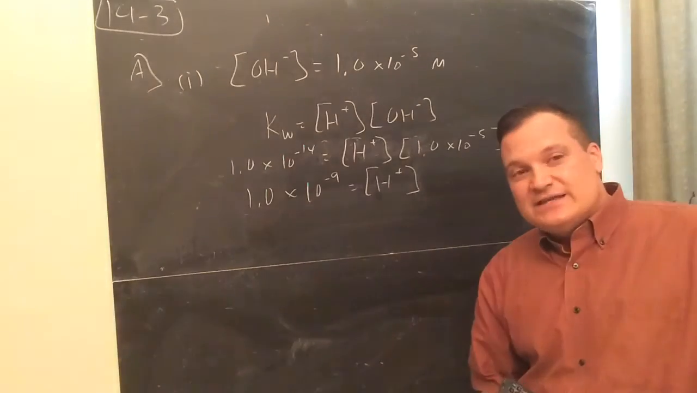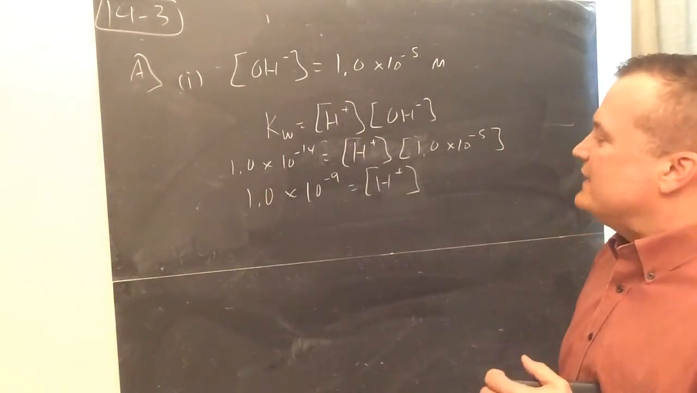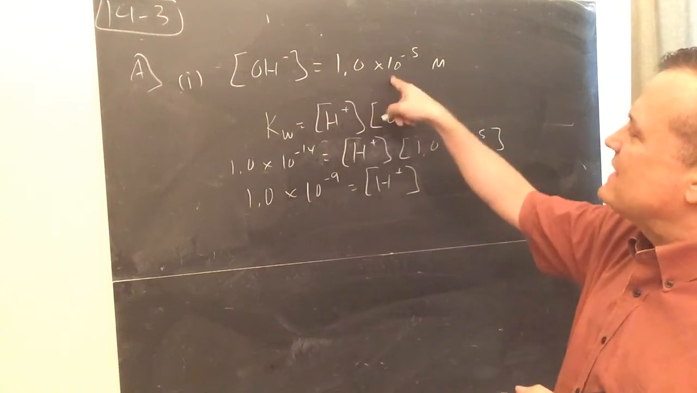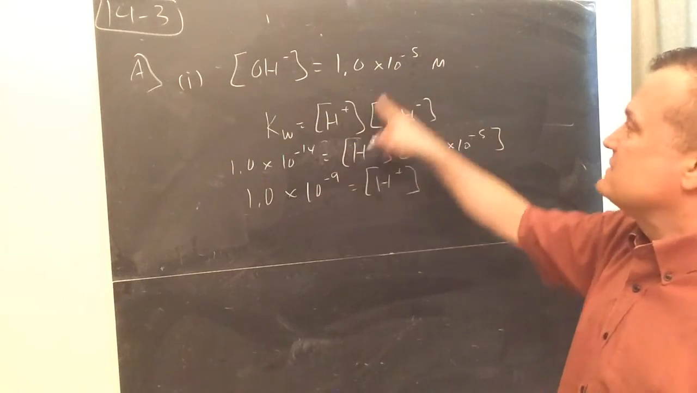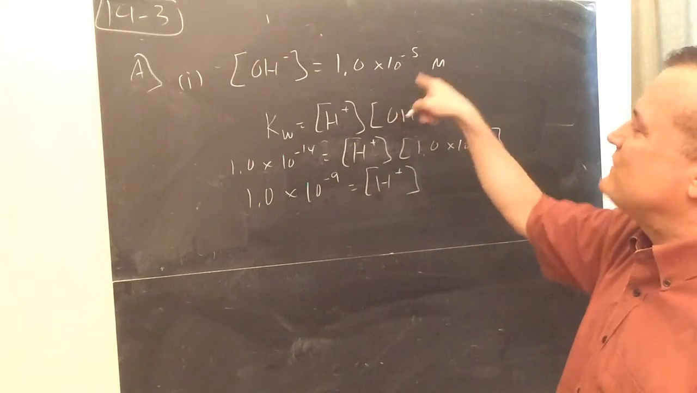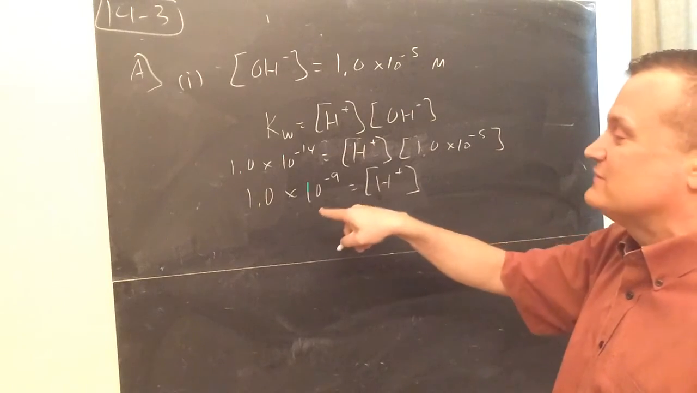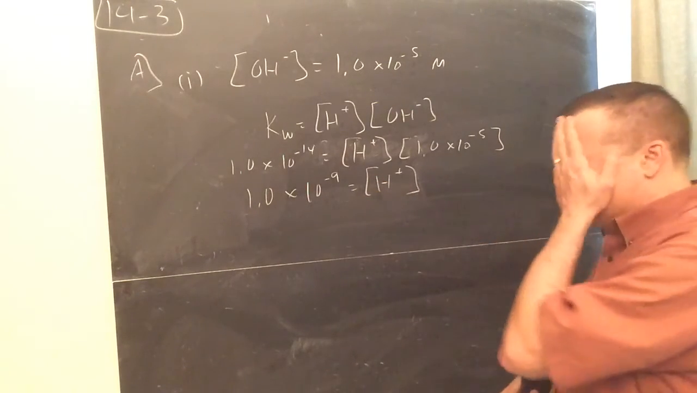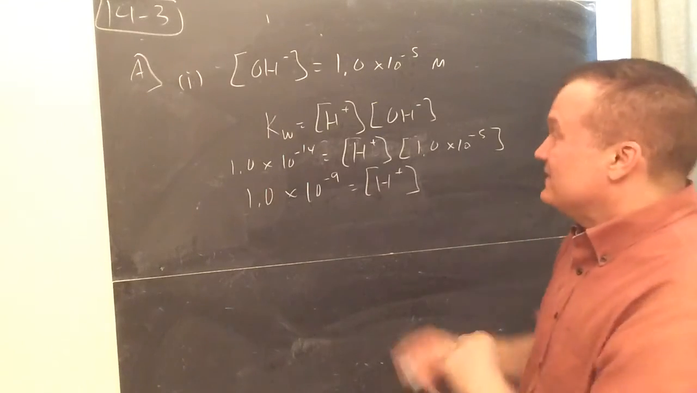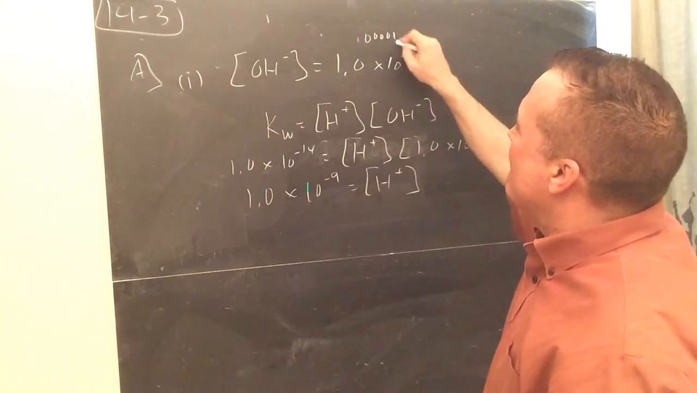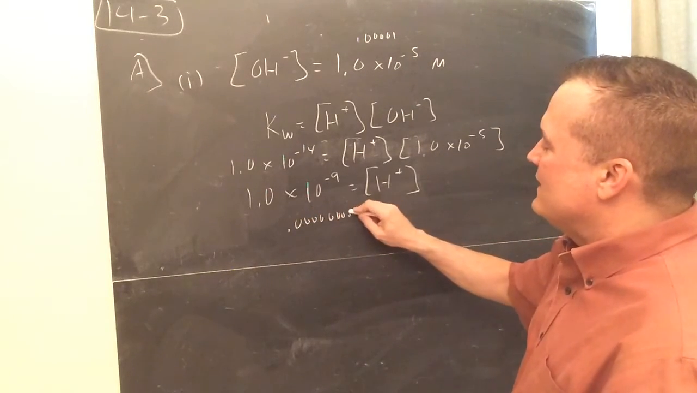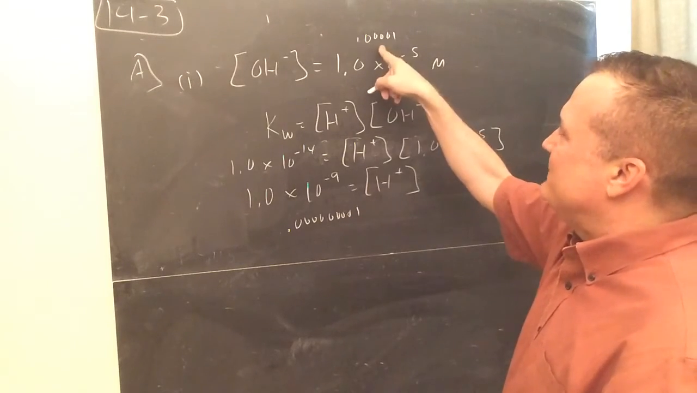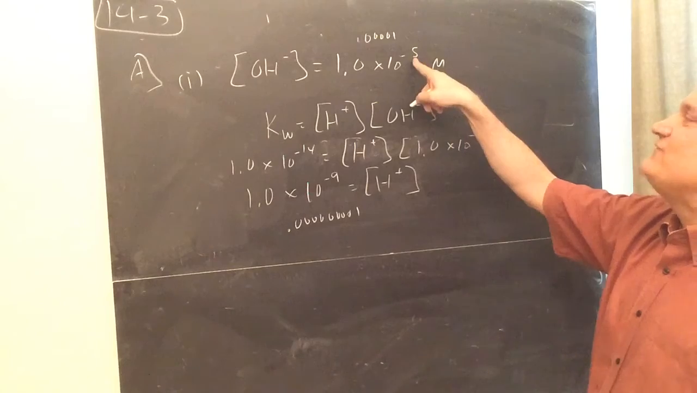So now, is it acidic or is it basic? Well, which one is greater, 10 to the negative 9 or 1 times 10 to the negative 5? Remember, 10 to the negative 5 is 0.00001, and 10 to the negative 9 is 0.000000001. So a negative 5 power is a bigger number than a negative 9 power. You should know that anyway.